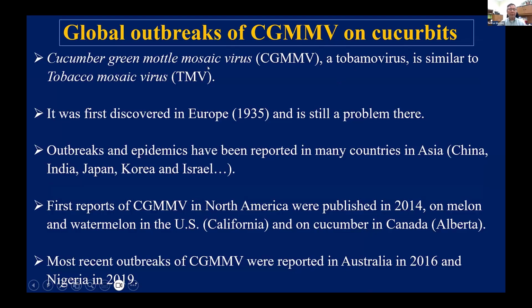This is cucumber green mottle mosaic virus. It's similar to other tobamoviruses, the more famous one being tobacco mosaic virus. It was first discovered in Europe in 1935, and it's still present there. The outbreak has spread to many Asian countries. The first report in North America, as I mentioned, was around 2013 or 2014 in California and also in Canada. The most recent ones are in Australia and also in Nigeria.